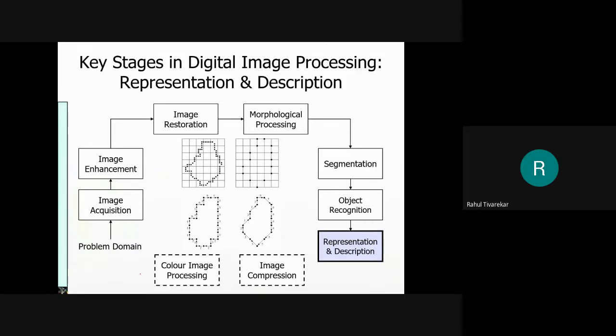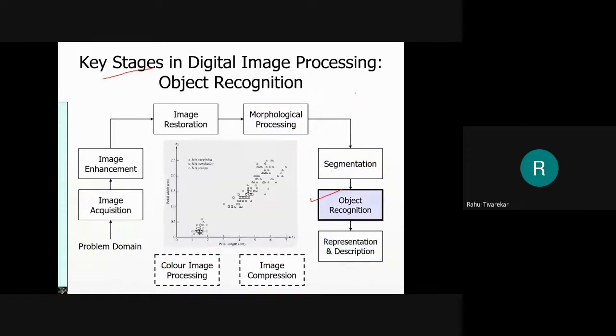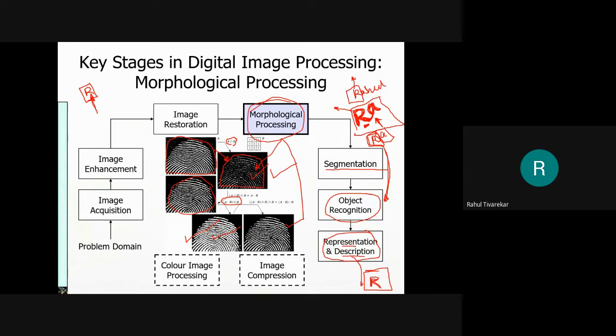Additionally, we have color image processing and image compression steps involved in the image processing, which are not necessarily following the path that we understood. This is a path which has a sequence very important: acquisition, then enhancement, then restoration, then morphological, then segmentation. See, what will happen if I try to do the segmentation? What will happen if I try to do segmentation before morphological processing? As I showed you in the previous example, here as R and A is connected, segmentation will become difficult.